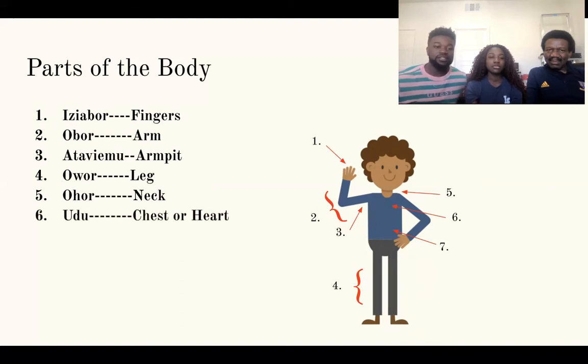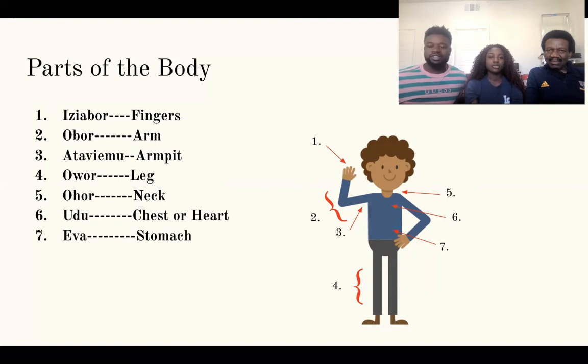And then for 6, we have the chest or the heart, so just general upper body area is udu. And then for 7, stomach is eva, and that also applies to your spirit or just your internal sense of how you're feeling. Just inside is eva. And I believe that is it for this slide.